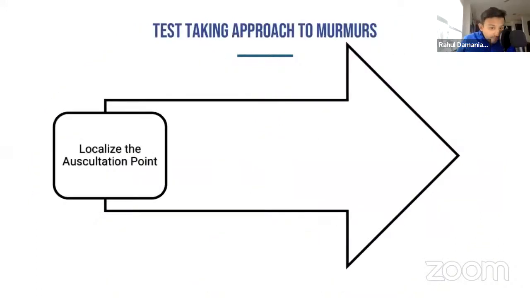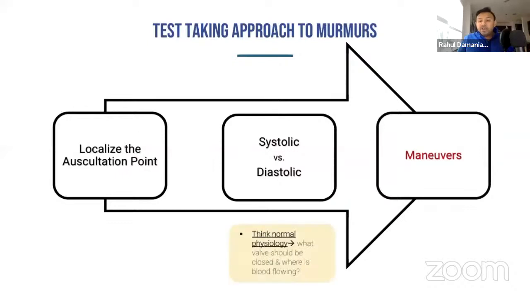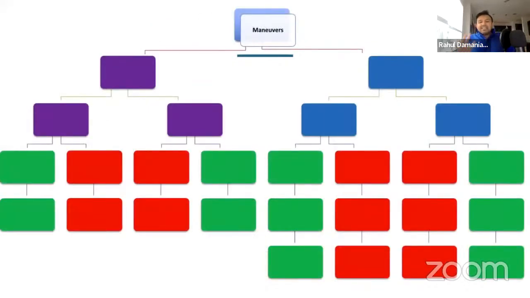So let's go ahead and review our test taking strategy: localize the auscultation point on your exam, characterize systolic versus diastolic, and next we're going to be talking about the maneuvers. So this is, at first glance, a very overwhelming chart, but I'm going to break it down for you. Remember that when it comes to murmurs, the basic framework is murmurs are basically turbulence of blood surrounding a valve. So you are going to have maneuvers that are either going to cause increased blood flow across the valve or decreased blood flow across the valve that will make a murmur louder or softer.